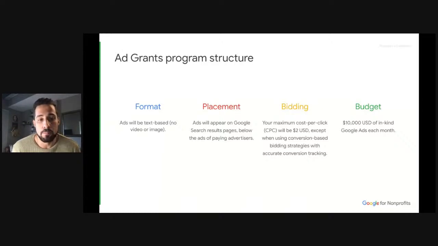And then on the bidding, the maximum that you'll be able to spend per click on these ads is $2 unless you're using conversion-based bidding strategies. And then lastly, we already mentioned this a couple of times, but $10,000 of in-kind Google Ads each month are available to you through this program.